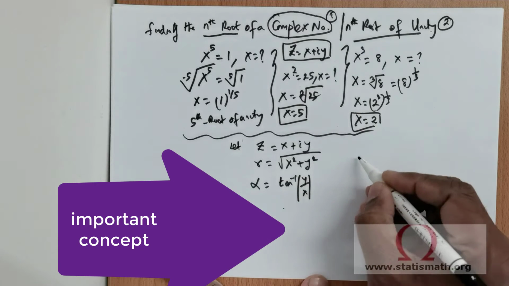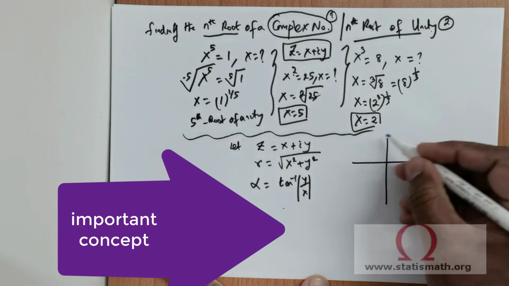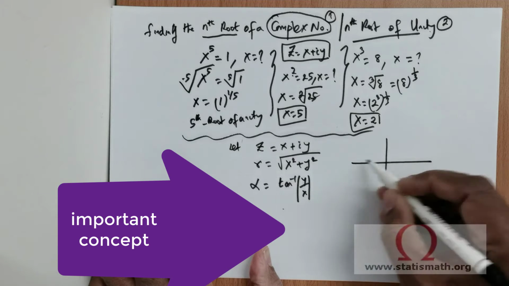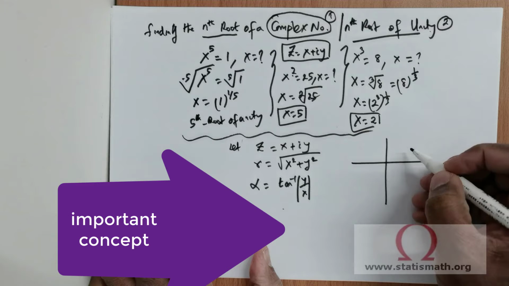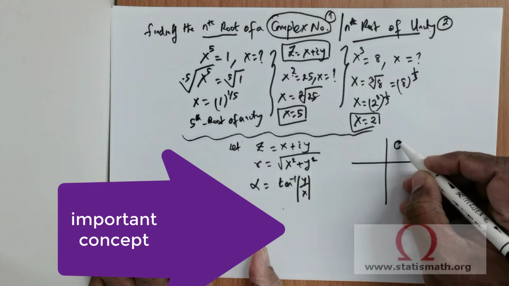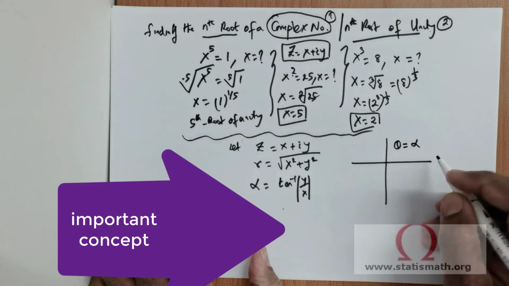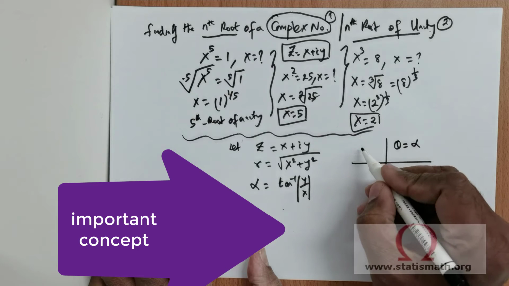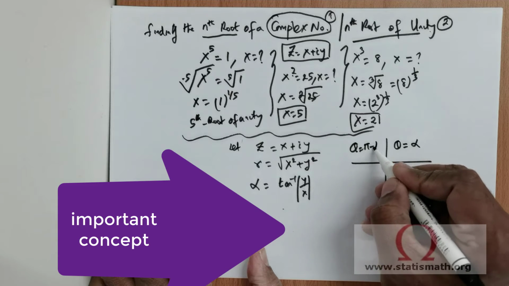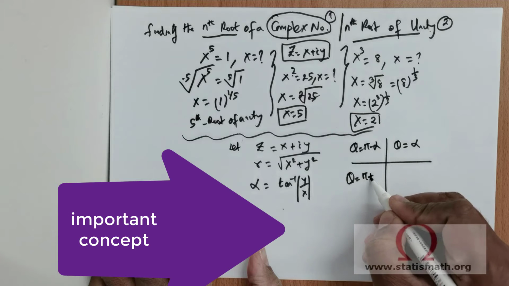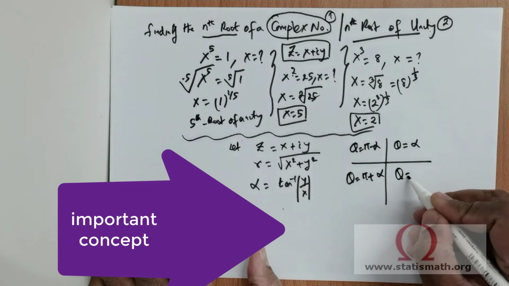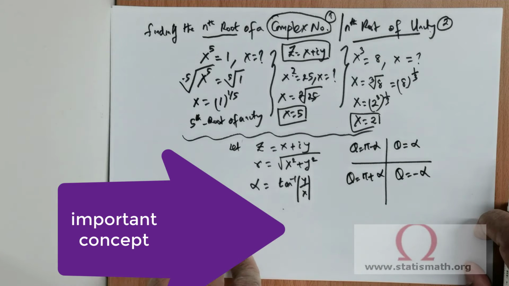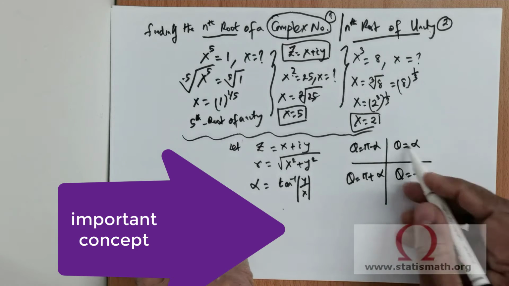To find theta, I have told you the following information about the quadrants. We have 4 quadrants. If the complex number z is present in the first quadrant, then the actual theta is alpha. If it is in the second quadrant, then theta would be pi minus alpha. In the third quadrant, theta would be pi + alpha. In the fourth quadrant, theta will be negative alpha. This is just a reminder, as we have already done this.